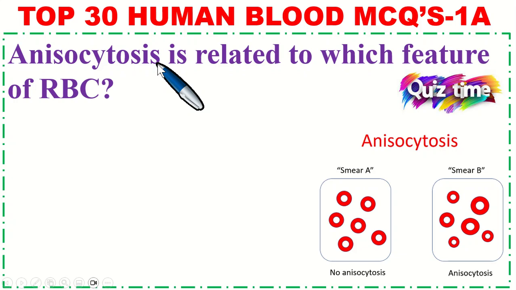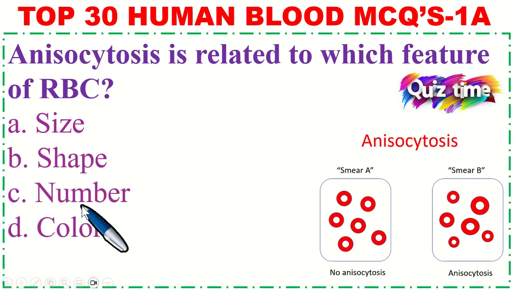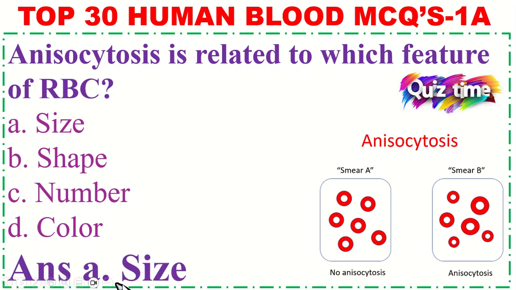Anisocytosis is related to which feature of RBC? Option A size, B shape, C number, option D color. Correct option is A size.